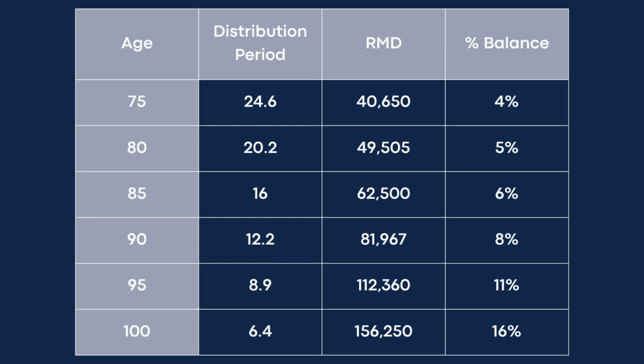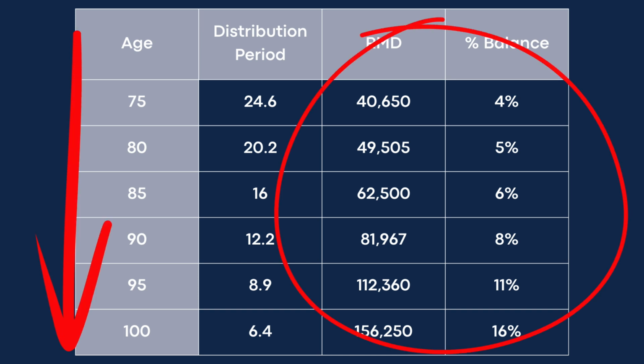But let's go one step further. Let's see what happens to RMDs as people get older. Let's say we have a $1 million account balance, but we're going to take RMDs at different ages. Here's an exhibit of our calculated RMDs based upon a $1 million account balance at different ages. As you can see, as we get older, the RMD as a percentage of our account balance gets larger.